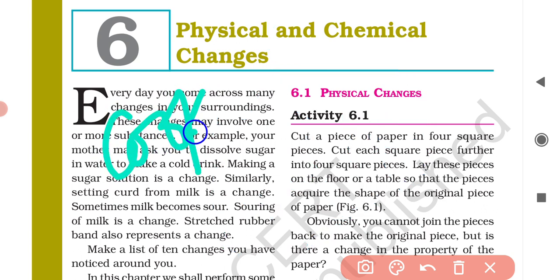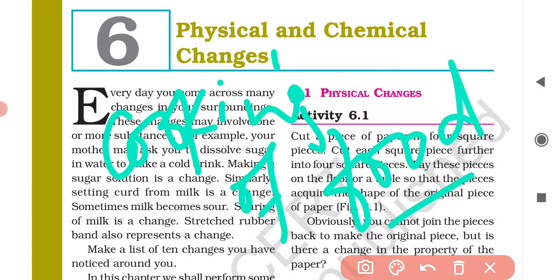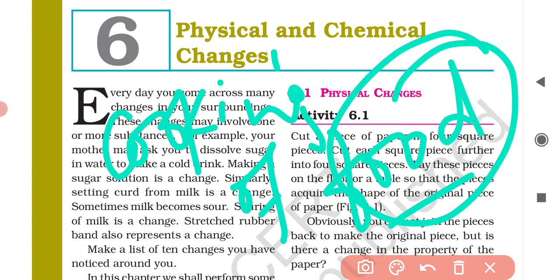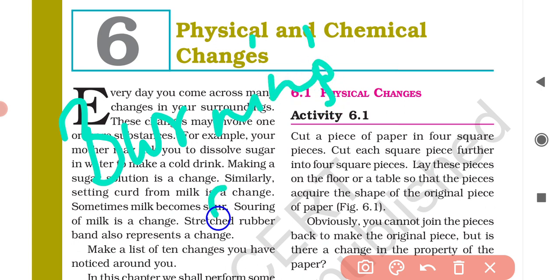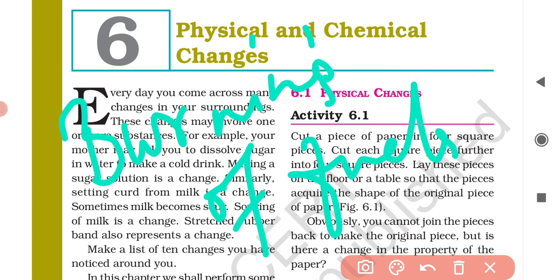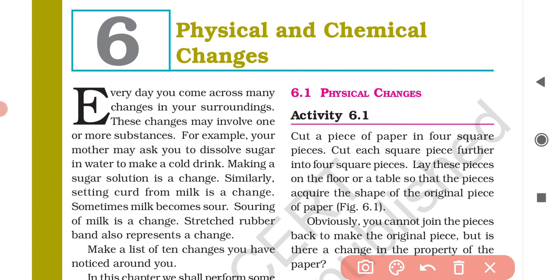Then cooking of food. Initially, when we bring the vegetables, when we bring the meat, what is the condition of the food? It is raw, right? But after cooking, after heating the food, what will it become? It will be cooked, right? Similarly, burning of fuels. When we burn any fuel, petrol, diesel, burning of wood also, those are also called fuels. It will release some gases in the atmosphere, right? Okay, again a change is involved in it.